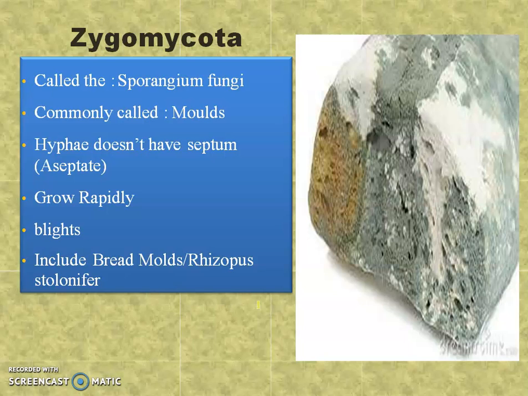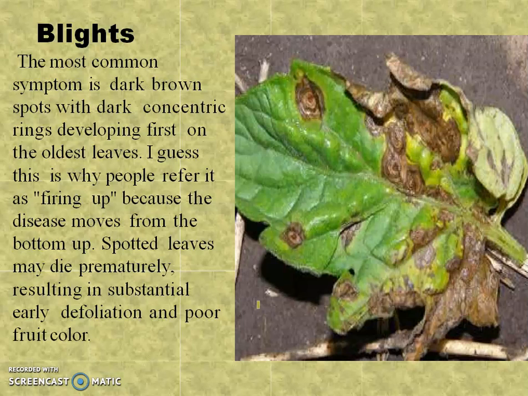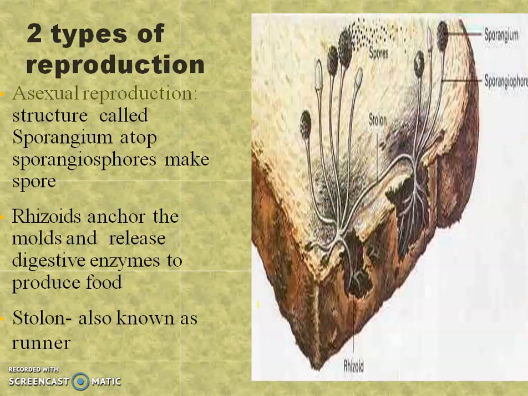So Zygomycota, the next one, is also called molds. The hypha does not have a septum here, which means continuous hypha. Okay, that is a coenocytic hypha. So bread molds are the example. They grow on decaying plants and animals. They are mostly terrestrial. You can see here blights.